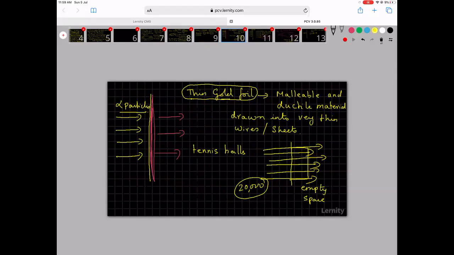Malleable and ductile means what? It can be drawn into really thin sheets, so thin that there is just one atom or two atoms between, so that he can study the nature of the atoms. Had he taken a thick gold foil, this experiment might not have worked out.